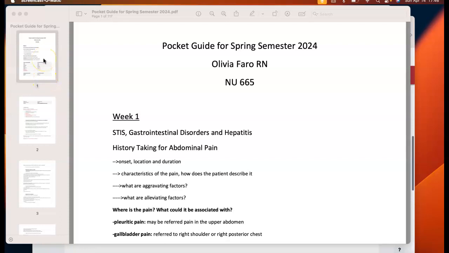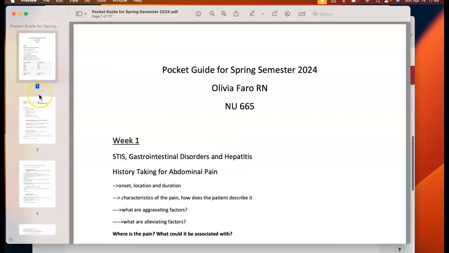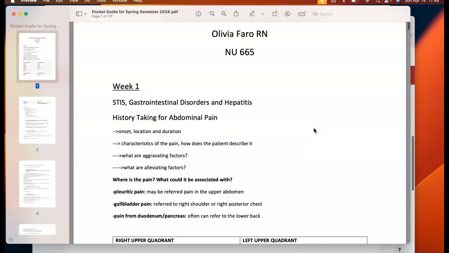Hi everybody, this is the overview of my pocket guide for spring semester 2024. I started out with week 1 and I went over STIs and gastrointestinal disorders and hepatitis, which I thought would be very key to know, especially in a clinical setting.